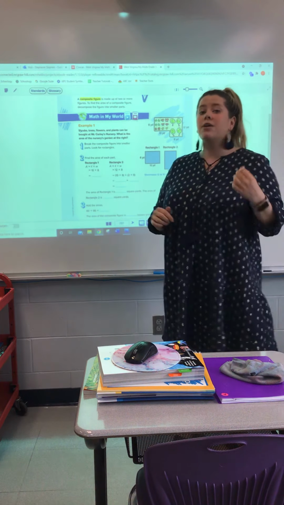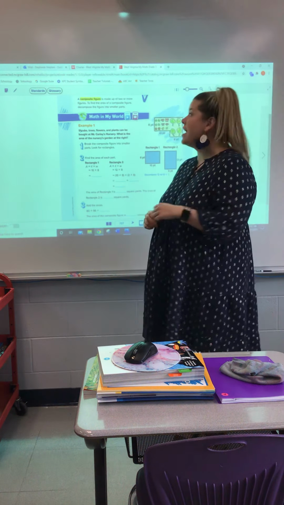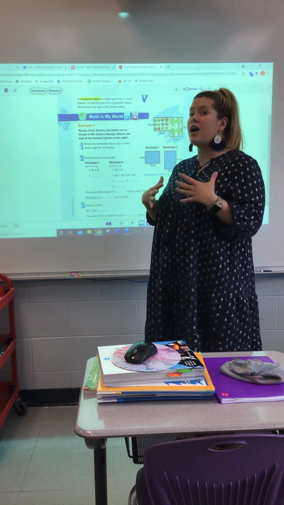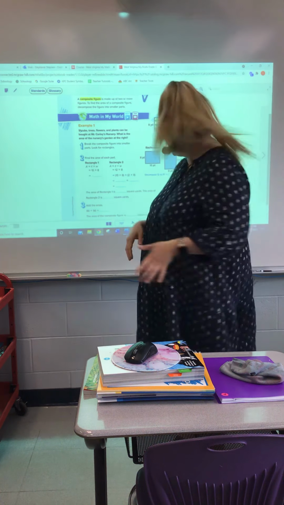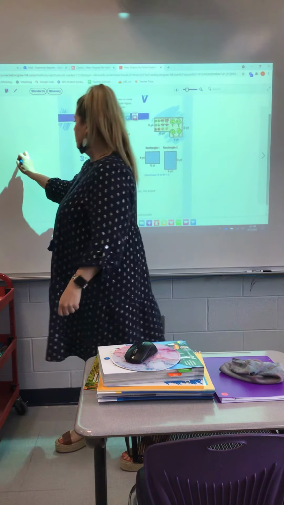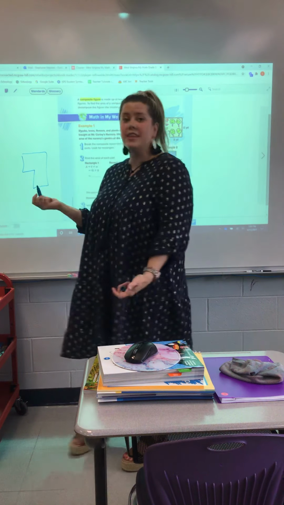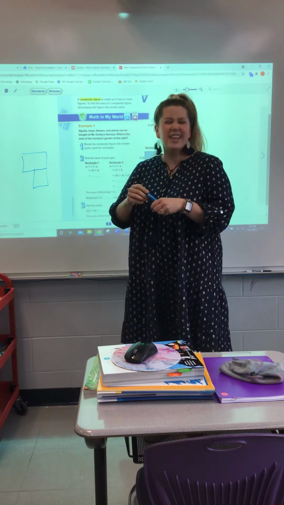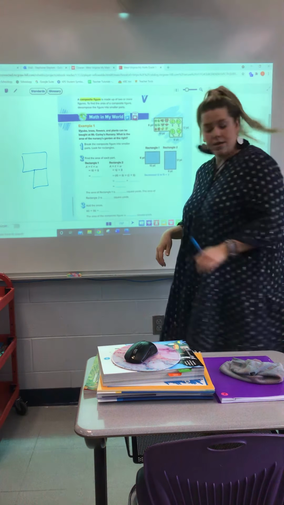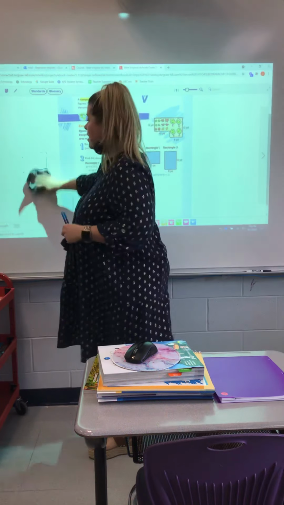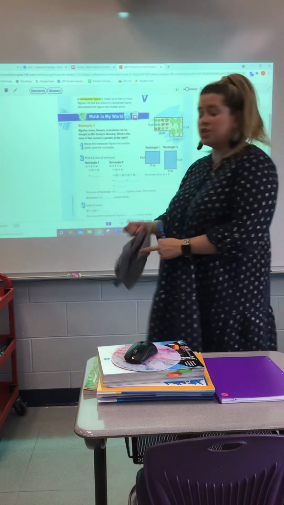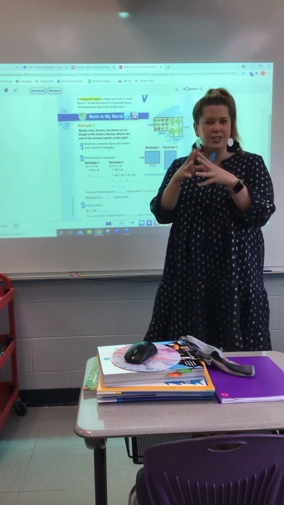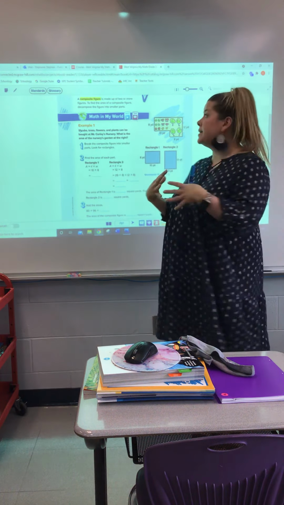And today we're going to talk about composite figures, okay? A composite figure is a shape that's made up of 2 or more other shapes, okay? So basically it's a fancy way of saying a shape like this, okay? Like this shape is 2 rectangles put together. That's a composite shape. So that's what we're going to talk about today, is how to find the area of composite shapes. And in order to do that, you decompose, that just means break apart, into smaller pieces, okay?